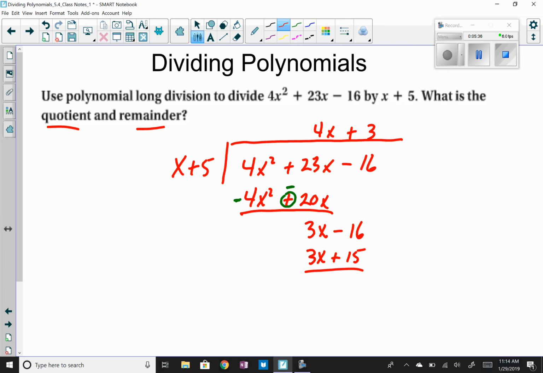Okay, I want to take a remainder. So again, so I don't make a mistake, I'm just going to change the signs on the bottom. So the 3x will eliminate, and negative 16 minus 15 is negative 31. All right, so they want to know what is the quotient and the remainder. Well, the quotient is the 4x plus 3, and the remainder is negative 31.